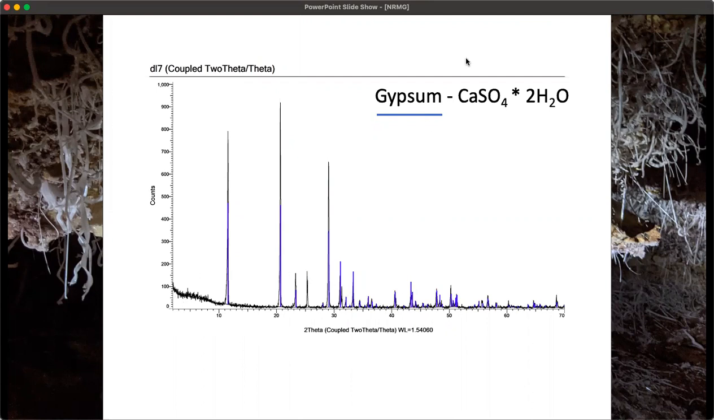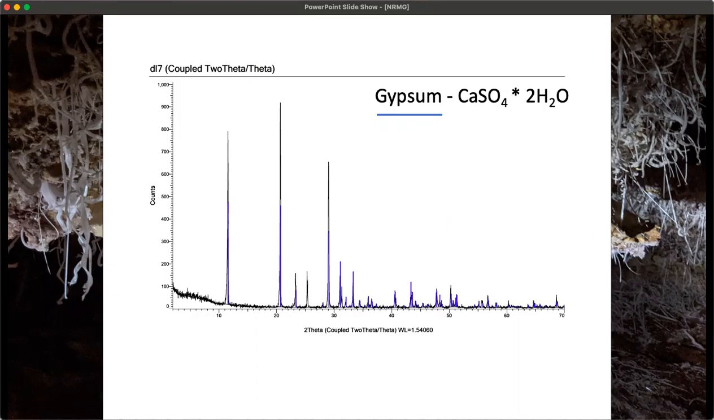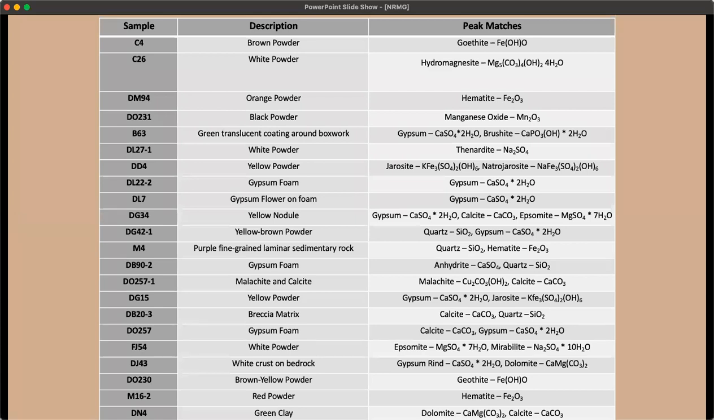The black line is my sample, and the blue line is the standard. So this is one of the samples that I used to show that we have gypsum in the gypsum flower. Just an example of how diffraction data works, collected from one of these gypsum flowers. I was able to identify 11 completely unknown minerals to exist in the Bopper Cave system. 22 samples were identified in total, and I'm going to go through these in the results section next.